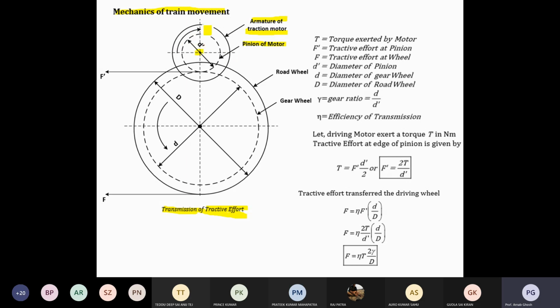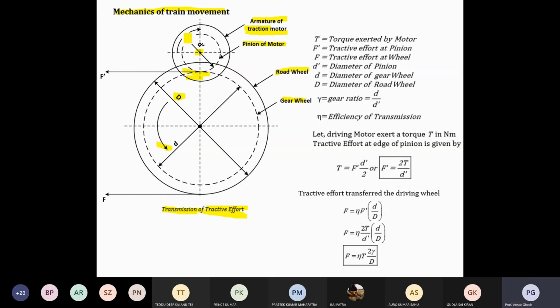If the pinion is rotating clockwise, the pinion is connected to the wheel through the teeth. So if it rotates clockwise, the gear wheel, or road wheel, also rotates anti-clockwise. Capital D stands for the diameter of the road wheel, and this is the pinion of the armature traction motor.